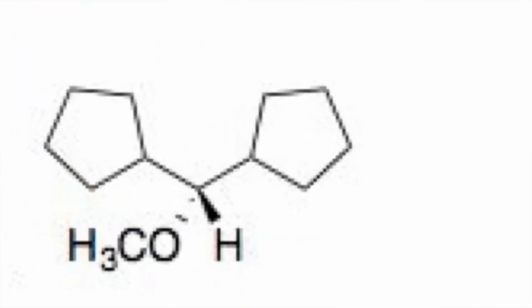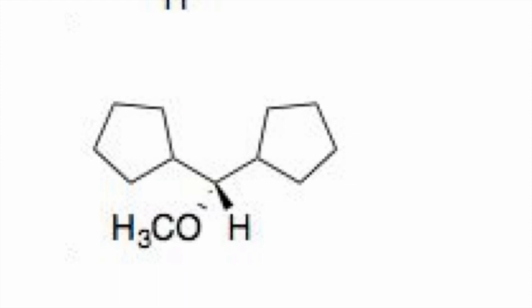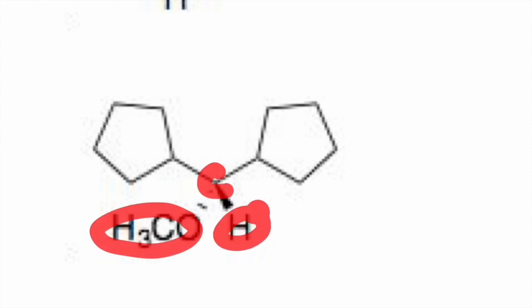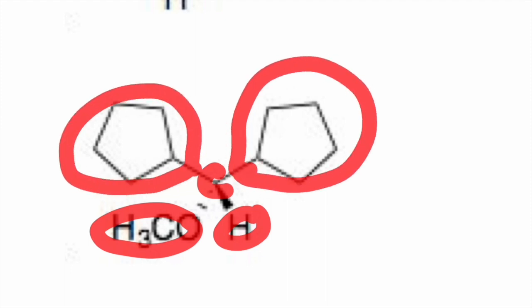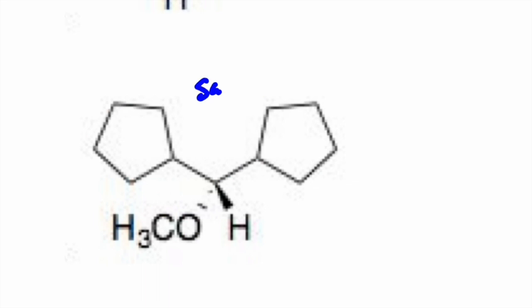I'm going to go down here, though. So here, check this one out. I have my carbon right here. I have a component here. I have an H here. I have this cyclopentane here. And I have another cyclopentane here. So because these are the same, this is achiral.